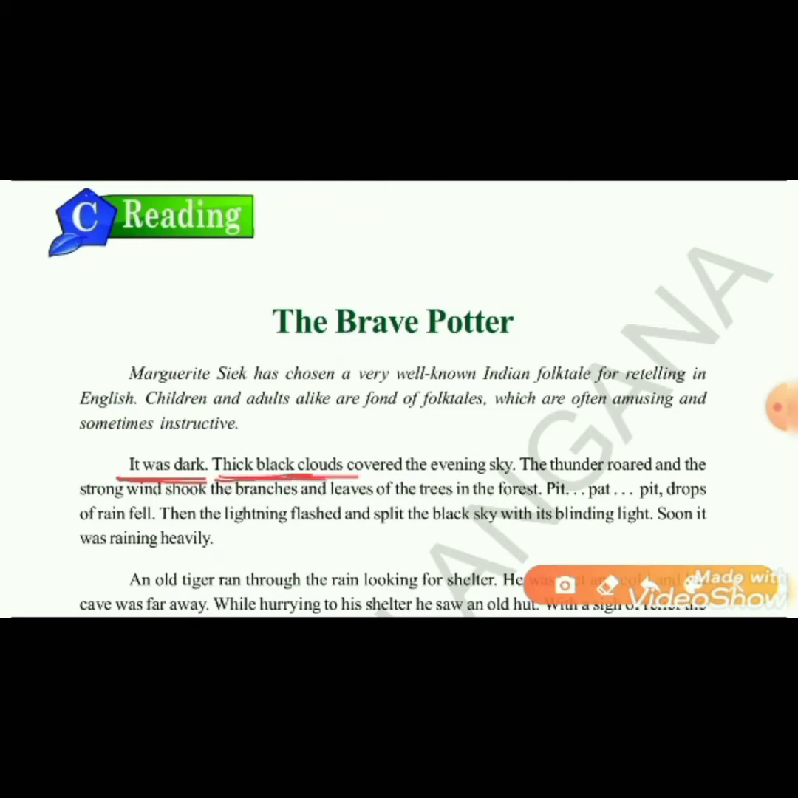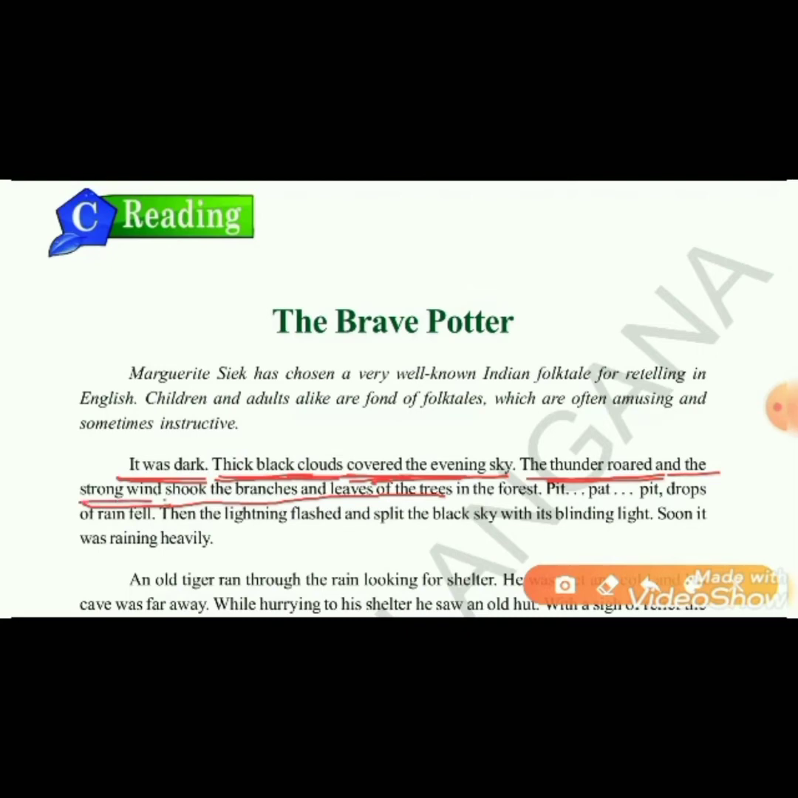So the story started in the dark time, night time. Thick black clouds covered the evening sky. It is evening where the night is arising and thick black clouds covered the evening. These days as it is raining, what is the sign of rain? How do we know that it is going to rain? By seeing the clouds. If the clouds are very black, thick black clouds, we usually assume that it is going to rain, right? So the situation of the weather also is the same. There are thick black clouds.